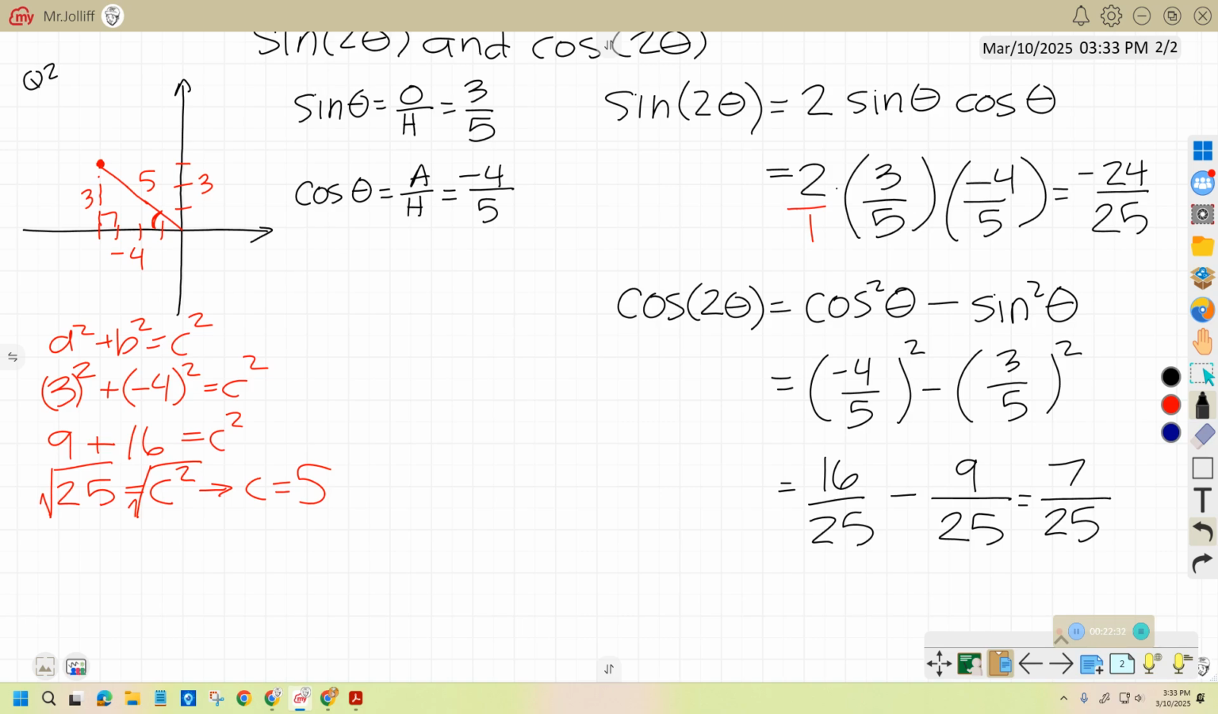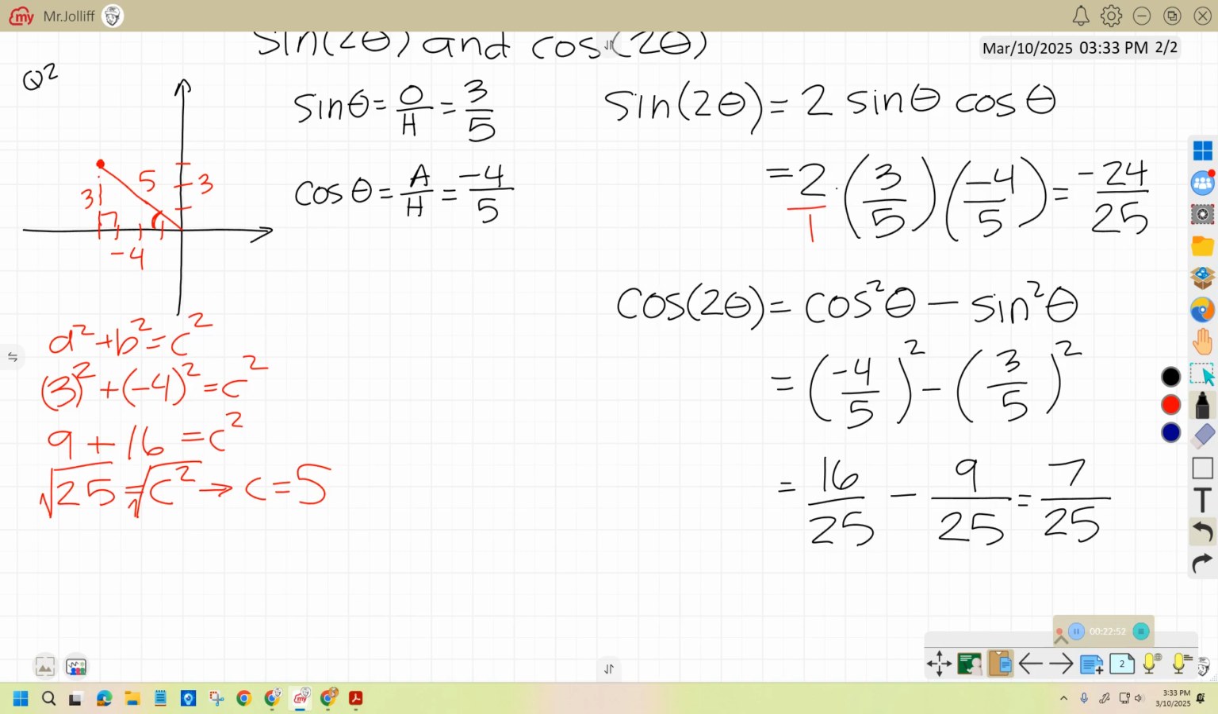Again, process is mostly old math. We know how to build a right triangle. We know how to use Pythagorean theorem to find a hypotenuse. We know how to use SOHCAHTOA to set up a trig ratio. Now it's taking those trig ratios and using them with a double angle formula.